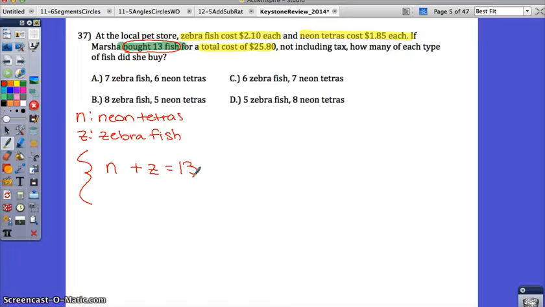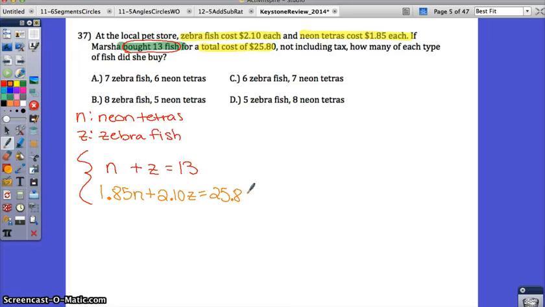So let's think about it. If you buy one tetra, how much would it cost you? $1.85. If you buy 2 tetra, how much would it cost you? Well, 2 times $1.85. You buy 3, 3 times $1.85. So my second equation dealing with cost is going to be the cost of each fish times the number of fish you buy. $1.85 for each tetra plus $2.10 for each zebra gives me a total cost of $25.80. When you write these equations, you want to make sure one deals with just the cost and the other one deals with the numbers.